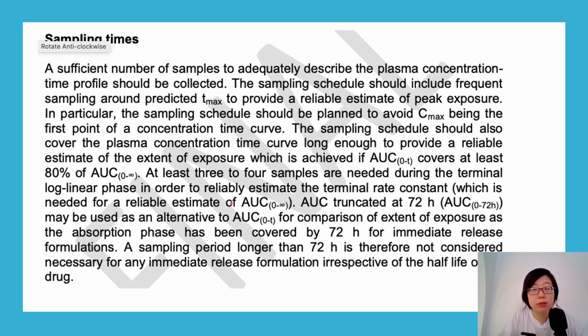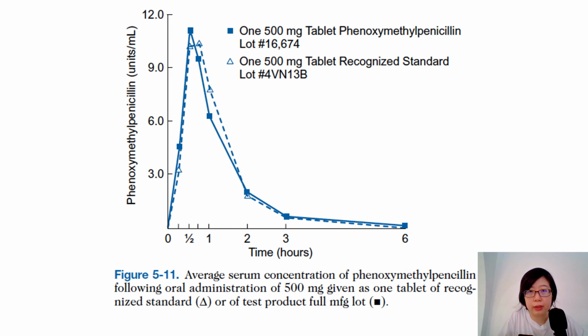So moving on to the other parts of the guideline, which states that the AUC, we normally truncate it at 72 hours, right? If it's too long, because there are some drugs with a very, very long half-life. So it's not really necessary to measure beyond 72 hours. So this is one of the samples of data that we hope that we can get by the end of the study when we actually look at the data and analyze it.